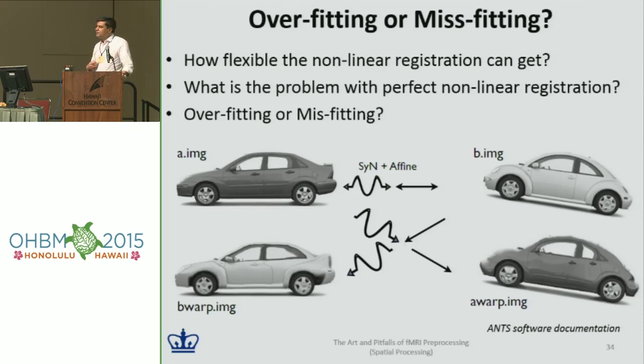I couldn't find a better example to explain overfitting and why we should not push our nonlinear registration to a much higher or more relaxed technique to fit the brain, because it's going to fit everything to any other thing, right?